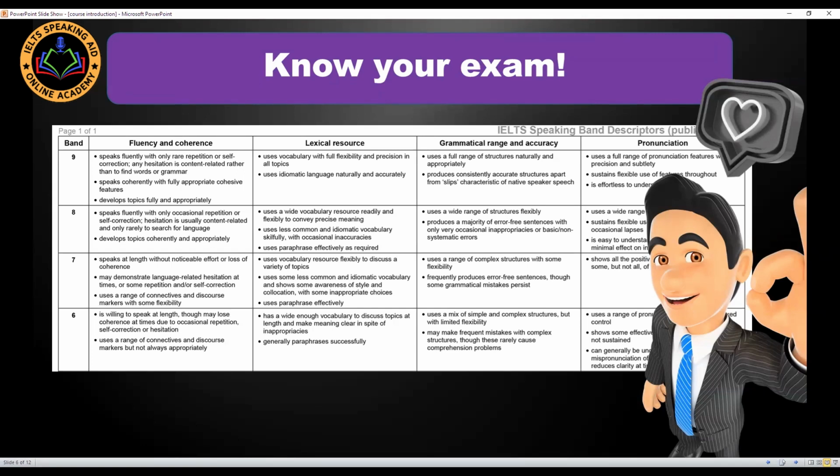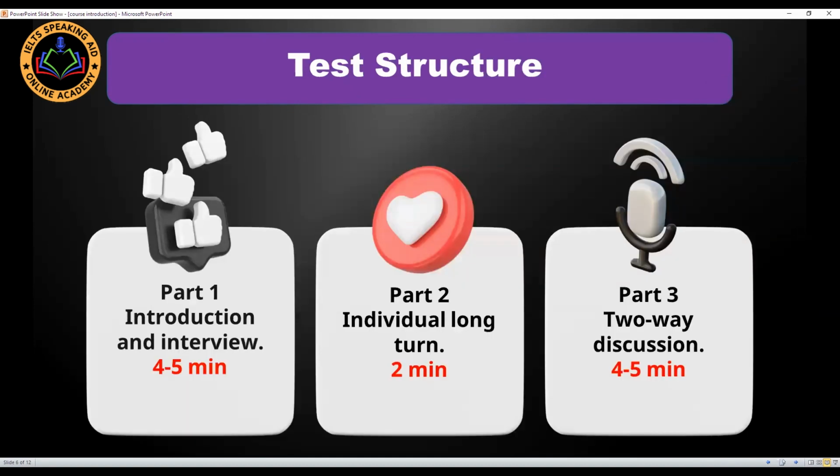So this is my request. If you are going to do self-study or go with any other class, then please refer to this band descriptor before you face the exam. Okay, if you are joining this course, it doesn't matter. We will anyhow be learning about the band descriptor and its requirements.